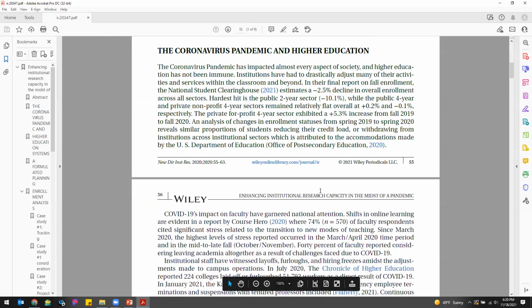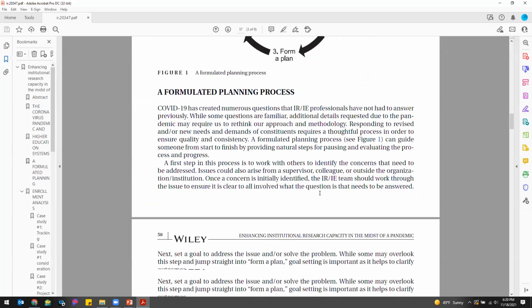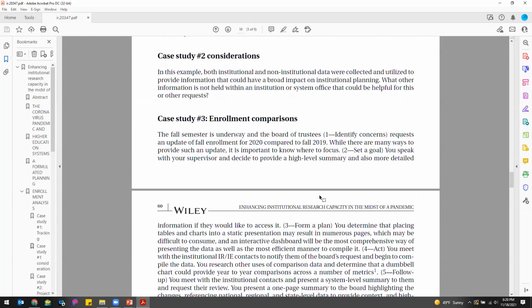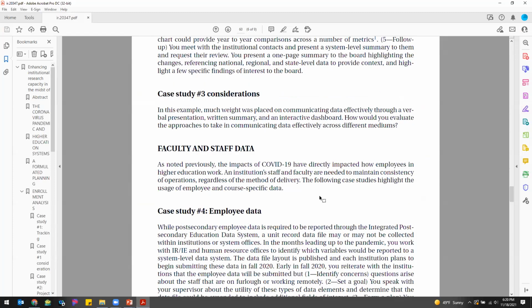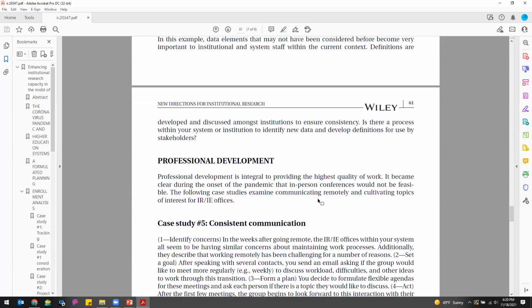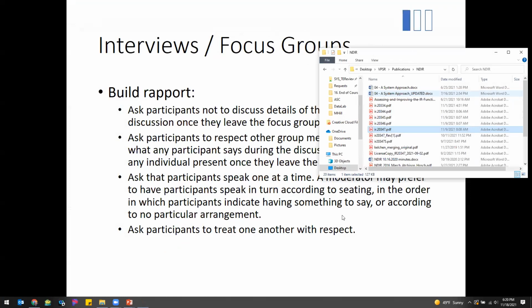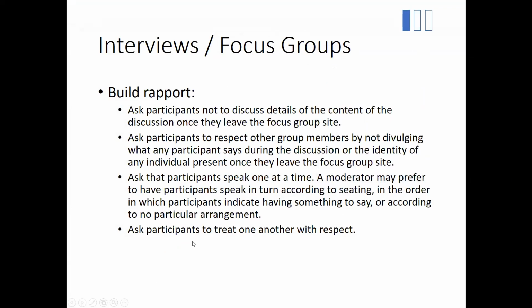So basically, different case studies looking at understanding enrollment. Case study 1, case study 2, projecting enrollment comparisons. Like three case studies related to enrollment, 1 related to faculty and staff, 2 related to professional development and continuing ed. So not necessarily the most scientific types of case studies, but at least it'll give you an understanding of what we mean by choosing a case, following it through, detailing what happened, and then being able to write out what exactly you're using it for.